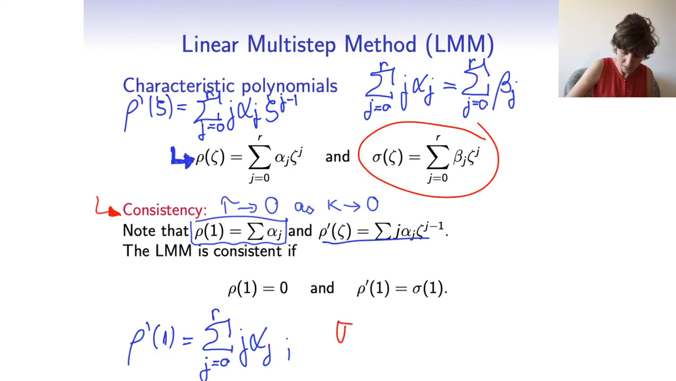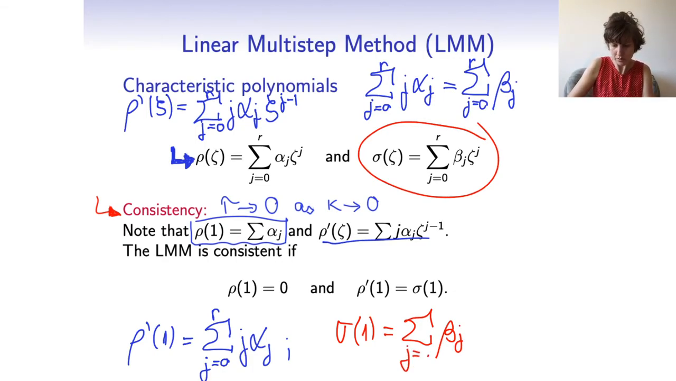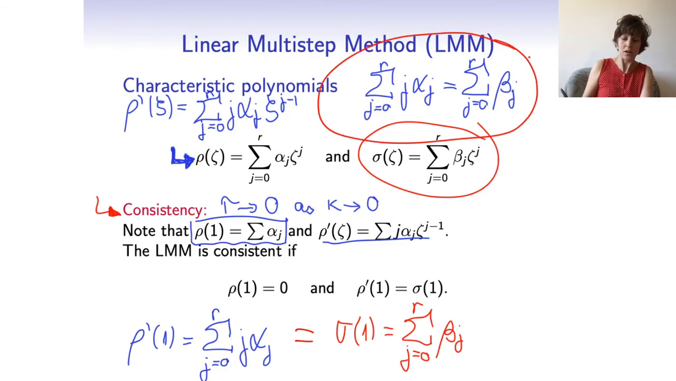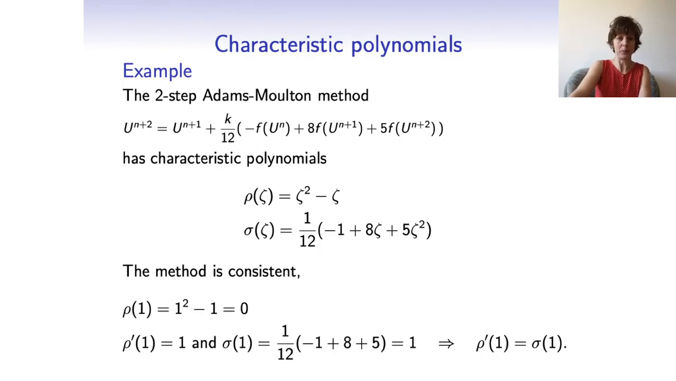For sigma of 1, it will be the sum of beta j for j equals 0 until r. So if we require this to be equal to this, we are actually trying to satisfy this condition. Okay? Let's see some example now.